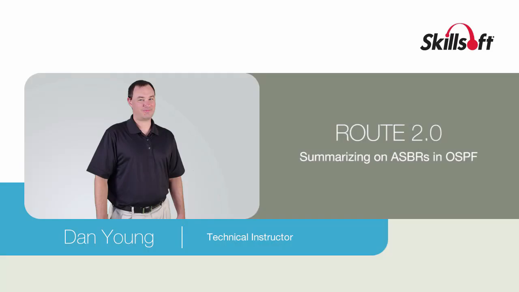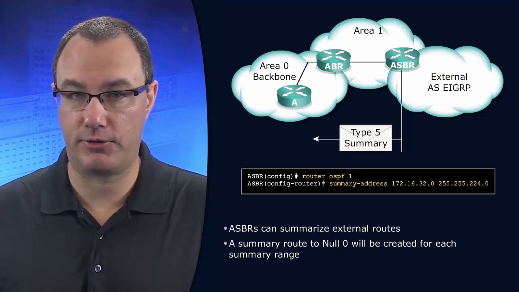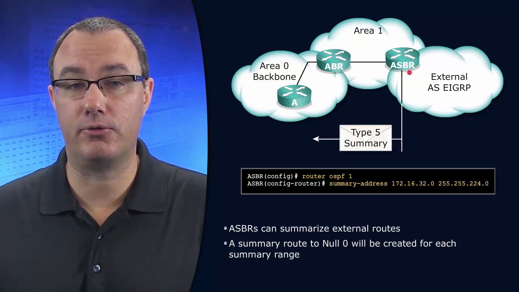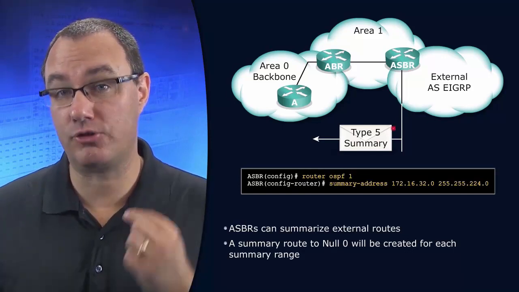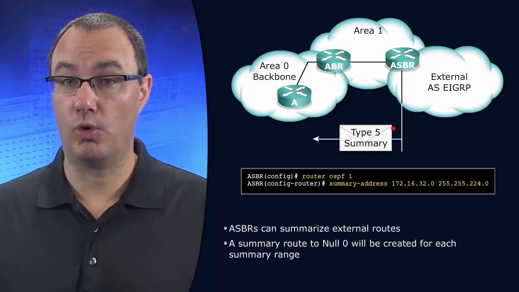In OSPF, we can summarize in two different places. We can summarize on our area border routers and our autonomous system boundary routers. When we summarize on autonomous system boundary routers, what we're doing is manipulating external routing information. We're not generating it, we're manipulating it.